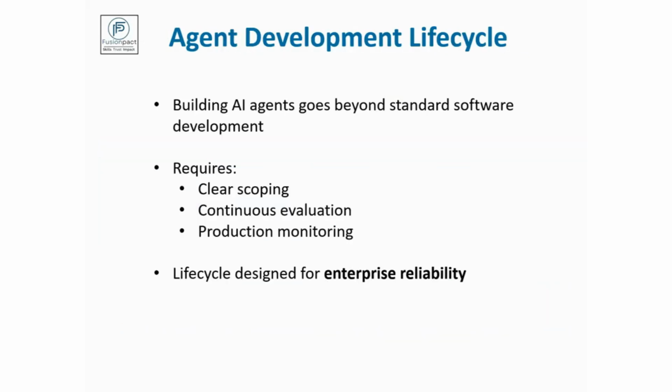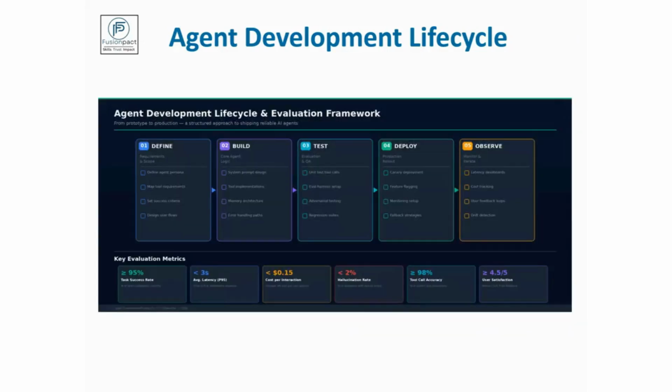Agent development lifecycle. Building AI agents goes beyond standard software development; it requires clear scoping, continuous evaluation, and production monitoring. Lifecycle design for enterprise reliability. Here's the reference for the agent development lifecycle: define, then build, then test, then deploy, then observe.